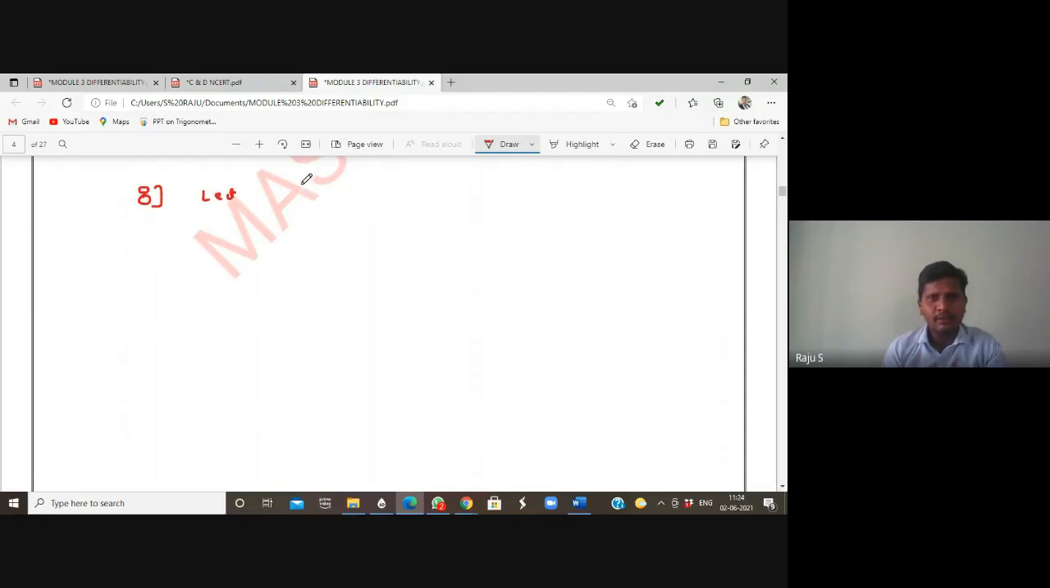Let y is equal to, or given that y is equal to cos of root x. Okay, fine. Next, let u is equal to root x. So then y is equal to cos u. When I consider root x as u, then cos u.